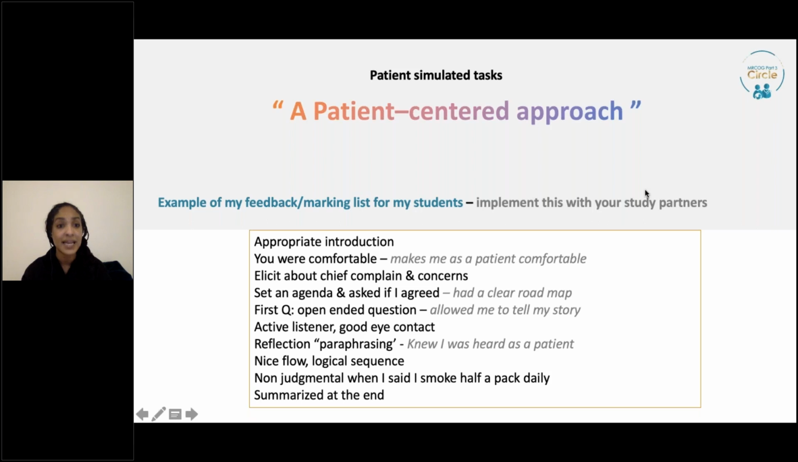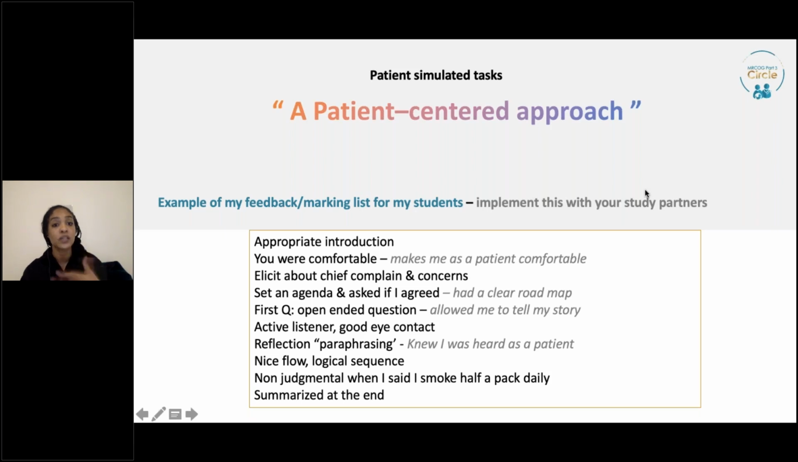It made me as a patient feel comfortable as well. You did ask about the chief complaint and concerns, and I really appreciated that. We then set an agenda and asked if I agreed. So me and you together, we had a clear roadmap taking things forward regarding what's going to happen during this 10 minutes. I really appreciated the fact that you started off with an open-ended question.